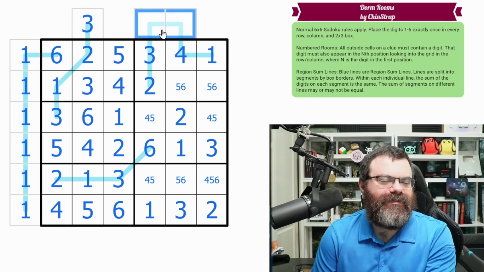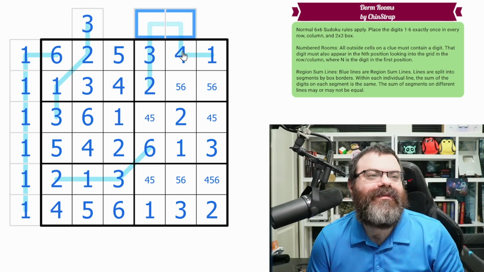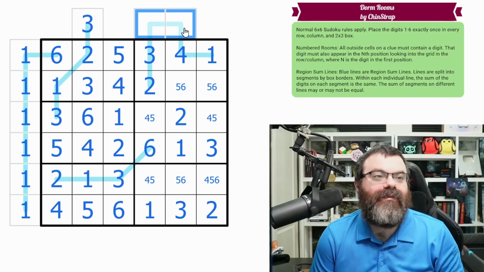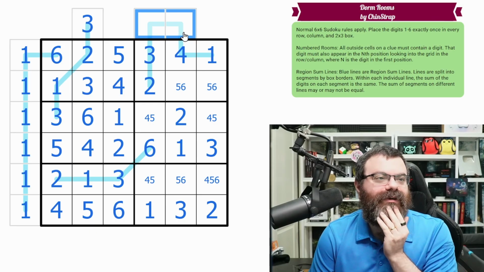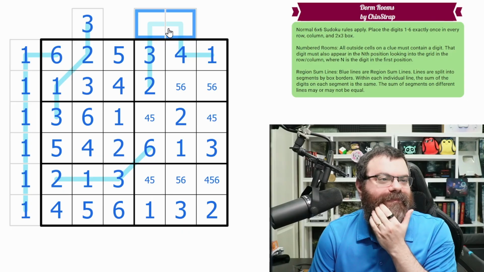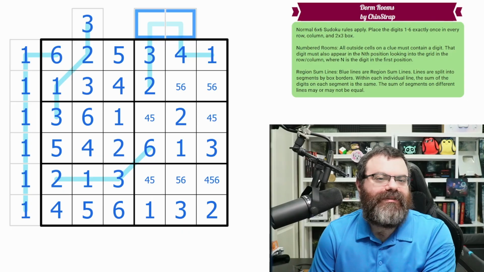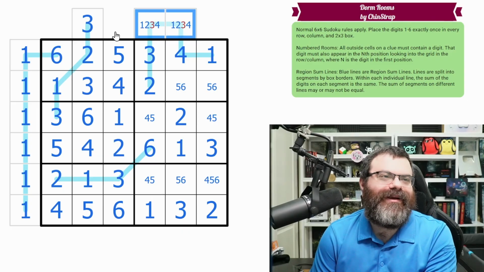I bet I have to do the numbered rooms at this point. That's probably easy. So these add to 5. So luckily with an odd number, we don't have to worry about repeating digits. So it's either going to be 1, 4 or 2, 3. So 1, 2, 3, 4. So they aren't, sorry, they could be 3.